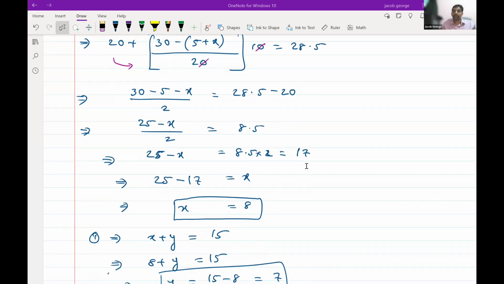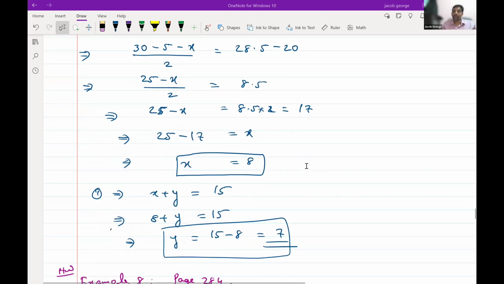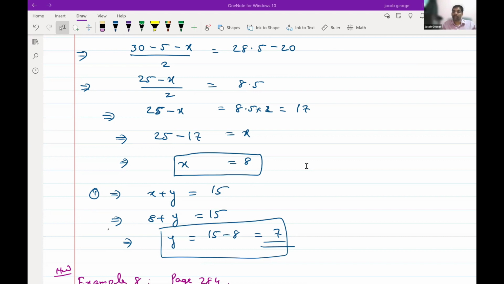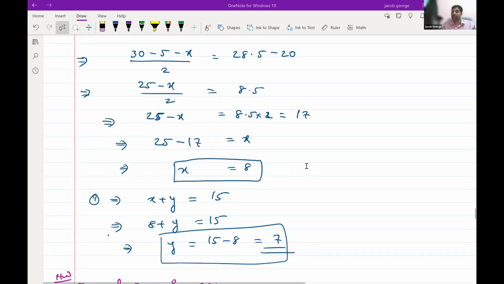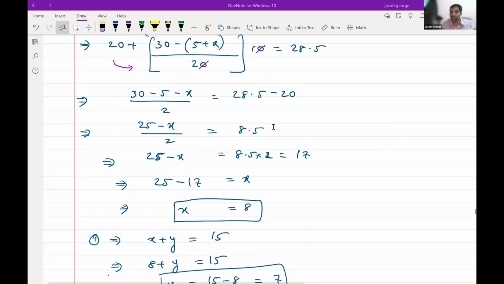After finding x, we apply it in the other equation. x plus y is 50. Substitute, you will get y as 7. y is 7. Like that, in all the three measures of central tendency, you have to study the missing frequency questions very well. Direct questions will be asked. Missing frequency also can be asked like this. Everybody understood that missing frequency of median question?